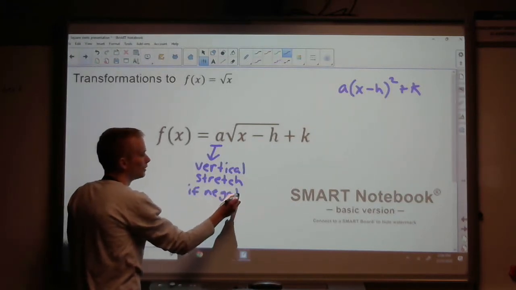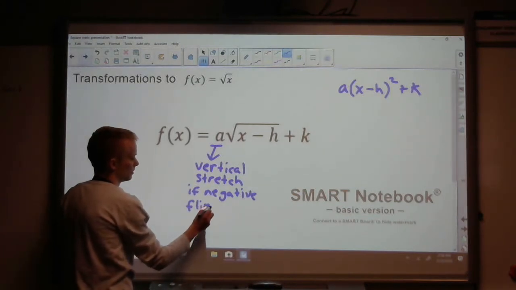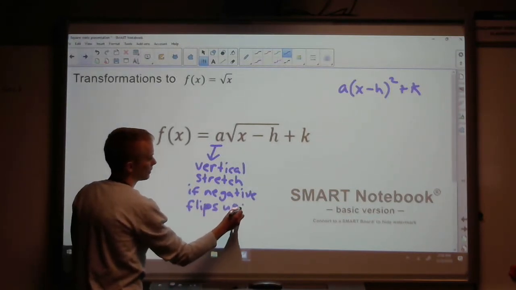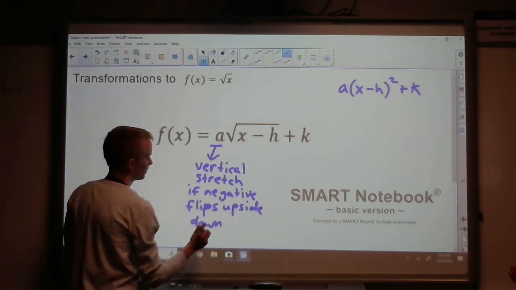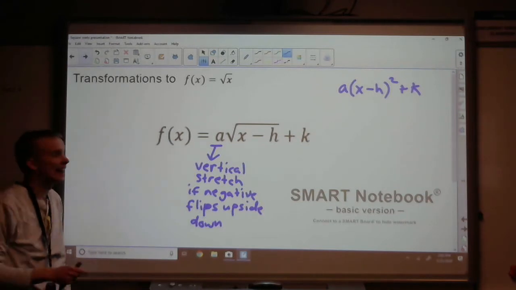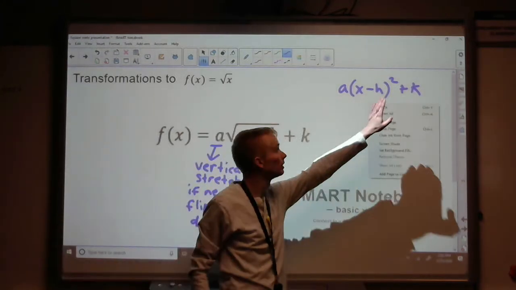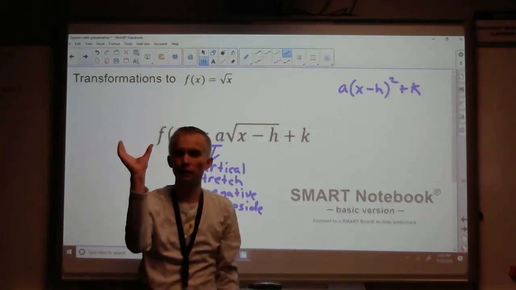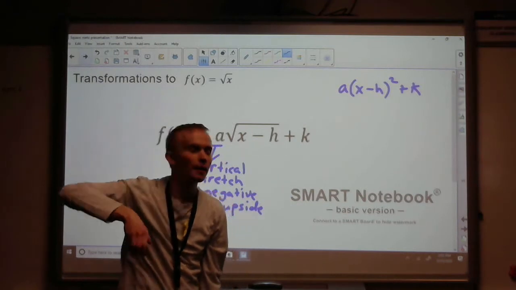If negative, it flips upside down. I'll show an example of that later, okay? But if you have a negative in front, kind of like what we did with parabolas, instead of the parabola being a U shape, it would flip it upside down, okay?